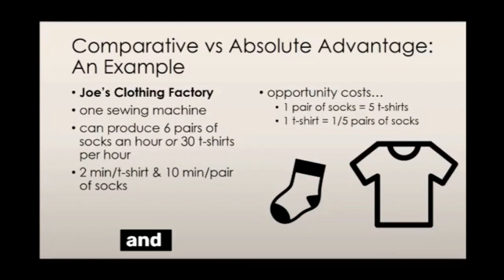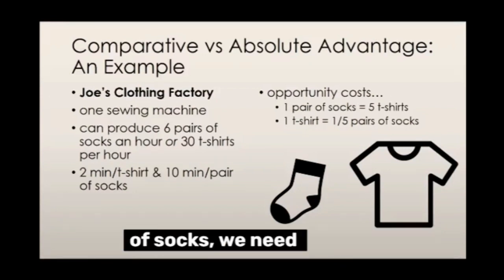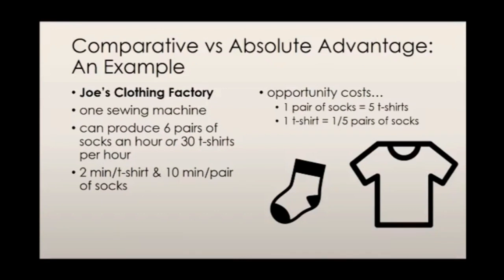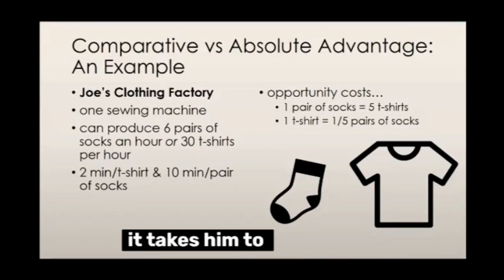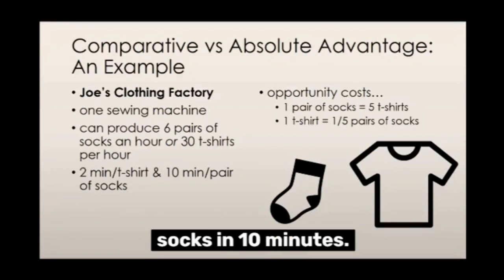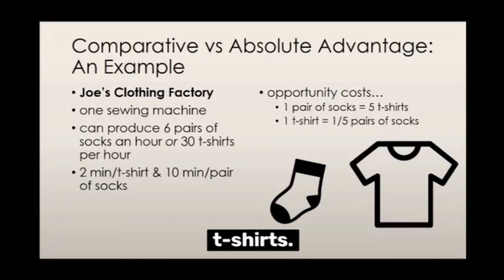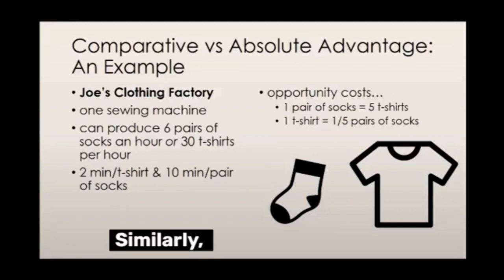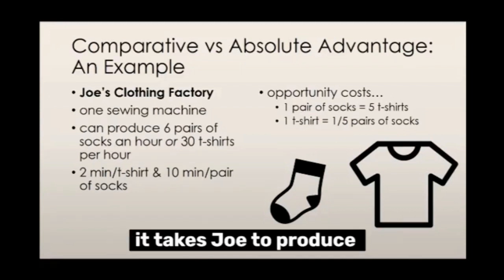If we do the math, we can say that it takes him 2 minutes to produce a t-shirt and 10 minutes to produce a pair of socks. If we want to know the opportunity cost of producing a pair of socks, we need to think of the best alternative Joe has with the 10 minutes it takes him to make those socks. In 10 minutes, Joe can also produce 5 t-shirts. Thus, the opportunity cost of producing a pair of socks is 5 t-shirts.